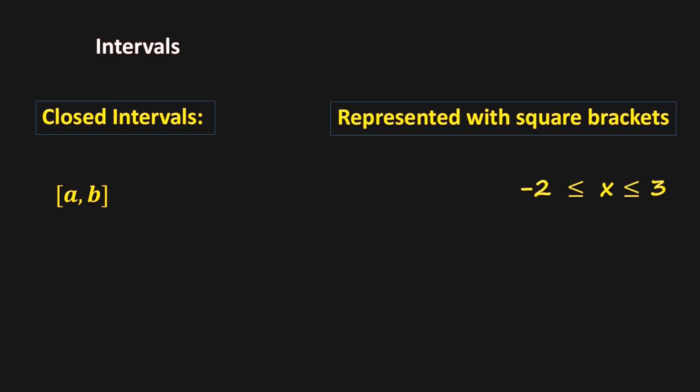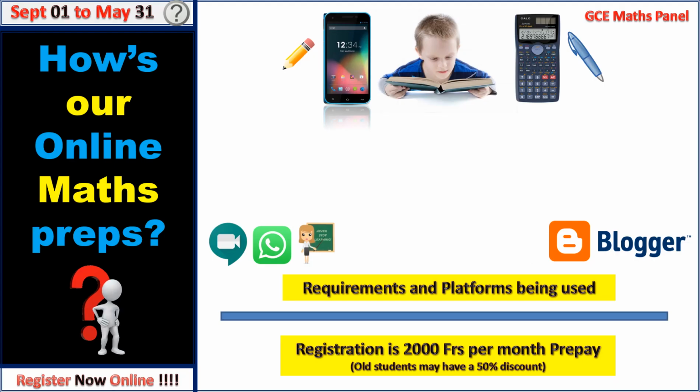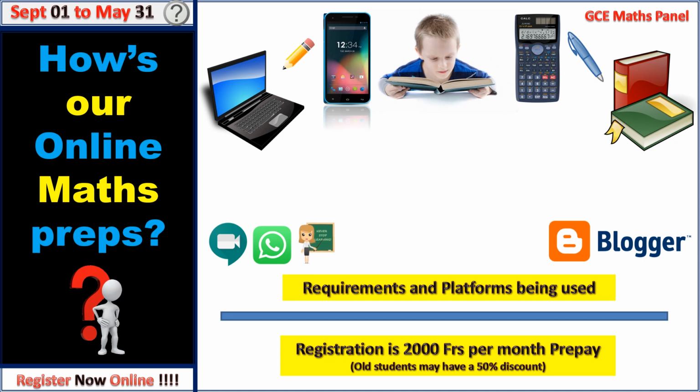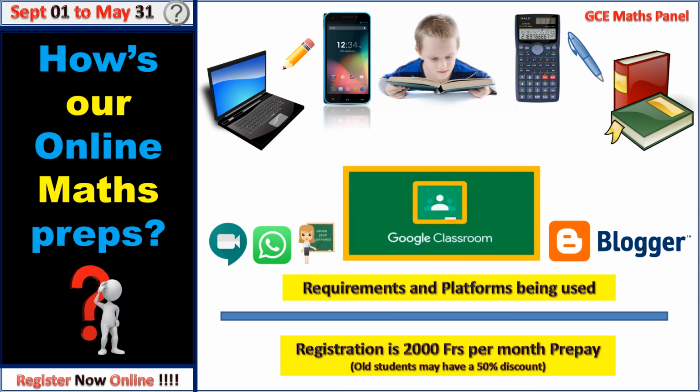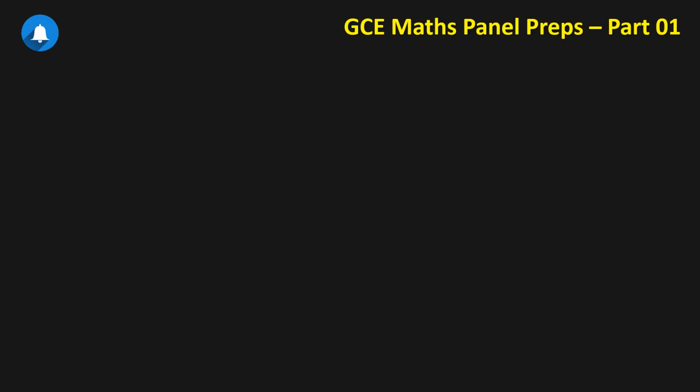And then for closed intervals, we have complete square brackets that are closed. So it's represented with square brackets, and for each of the inequalities used, the equal to sign is included, and in their number line representation, the circles are shaded.